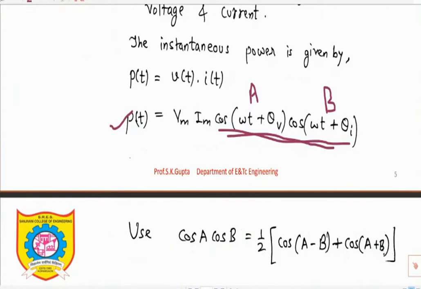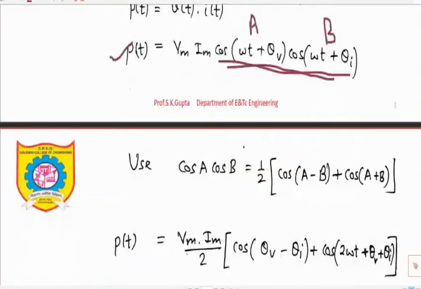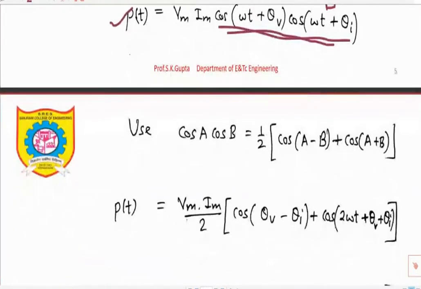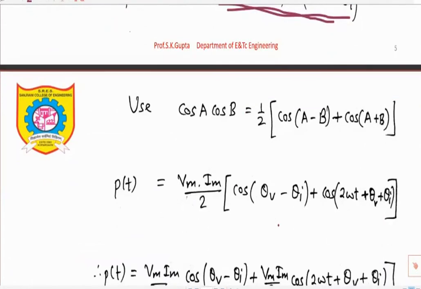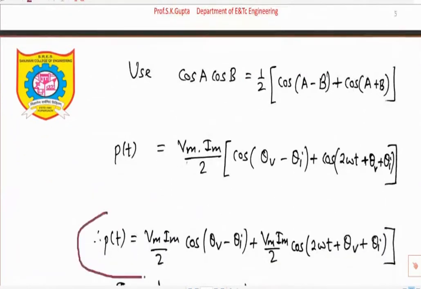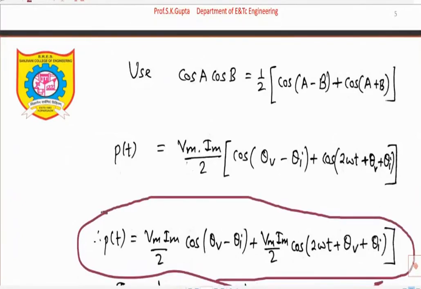Then cos(A plus B): omega t plus theta V plus omega t plus theta I. That means cos(2 omega t plus theta V plus theta I). And this Vm Im will get divided by 2. So just use the formula of cos A cos B here, and I will get this type of expression. Just multiply the Vm Im by 1 by 2 to each term. So this is the expression which I will get for the instantaneous power.